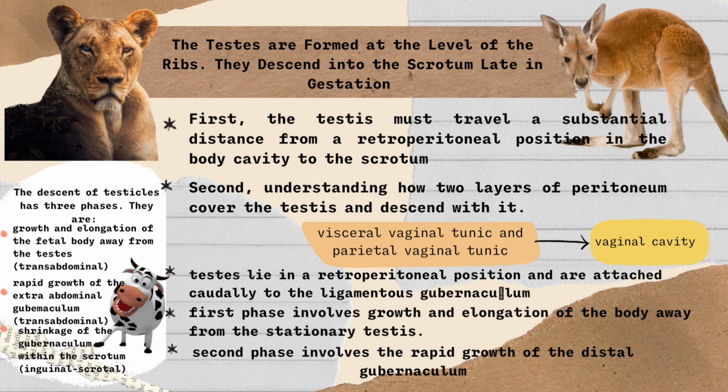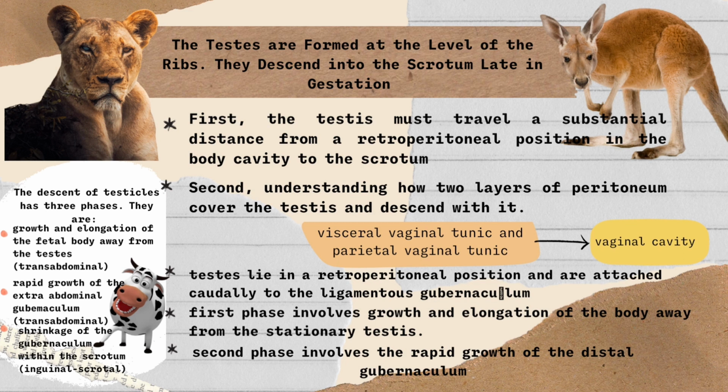First, the testis must travel a substantial distance from a retroperitoneal position in the body cavity to the scrotum. See figure 4-8. This movement involves a rapid growth followed by rapid regression of a ligamentous structure called the gubernaculum.